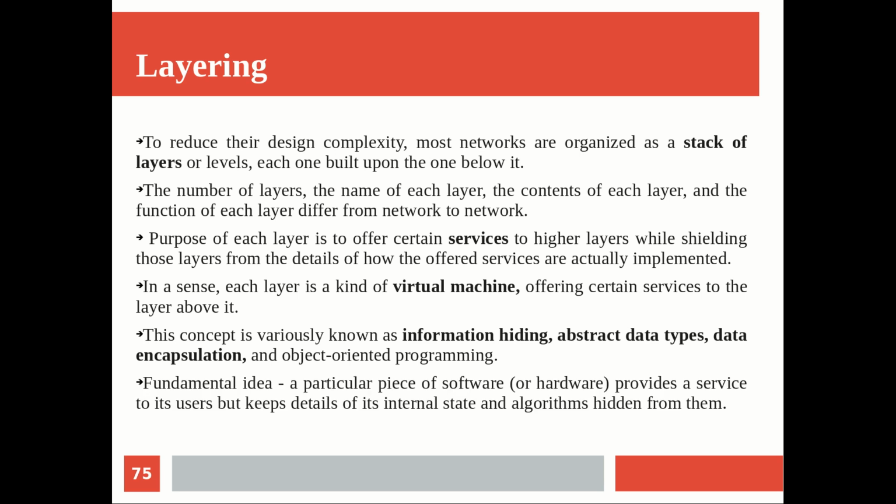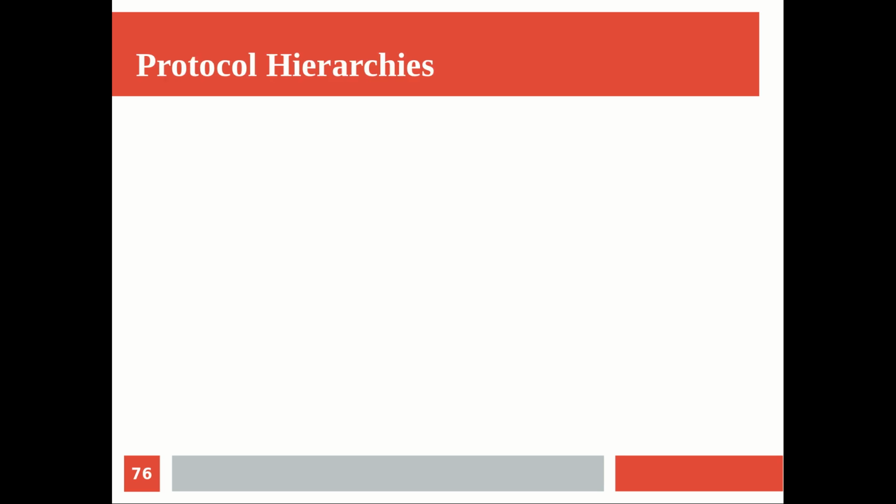The fundamental idea is like this: a particular piece of software or hardware provides a service to its users, but keeps details of its internal state and algorithm hidden from them. So how things are done is hidden, but it will be providing that service. Accordingly, we have the so-called protocol hierarchy. With each layer we associate a set of protocols, and together they form a protocol stack or protocol hierarchy.